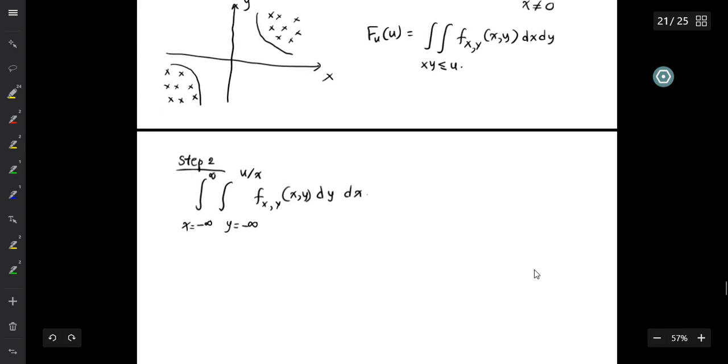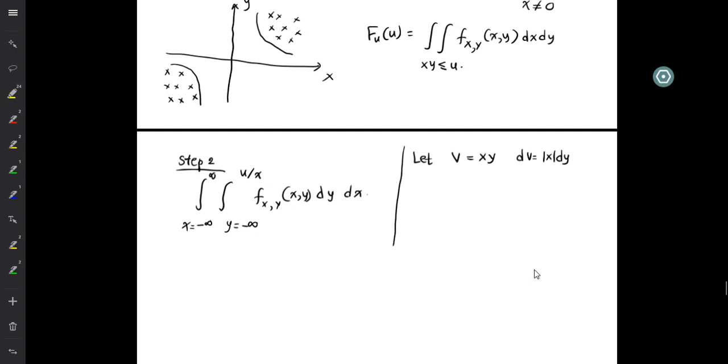Okay, now let's do the change of variable as usual in order to get rid of these complicated limits of the integration. Okay, so let's introduce the new variable v to be x times y. Okay, and then your dv will become absolute value of x times dy, in order to support both negative infinity up to plus infinity. So your dy will be dv over absolute value of x.